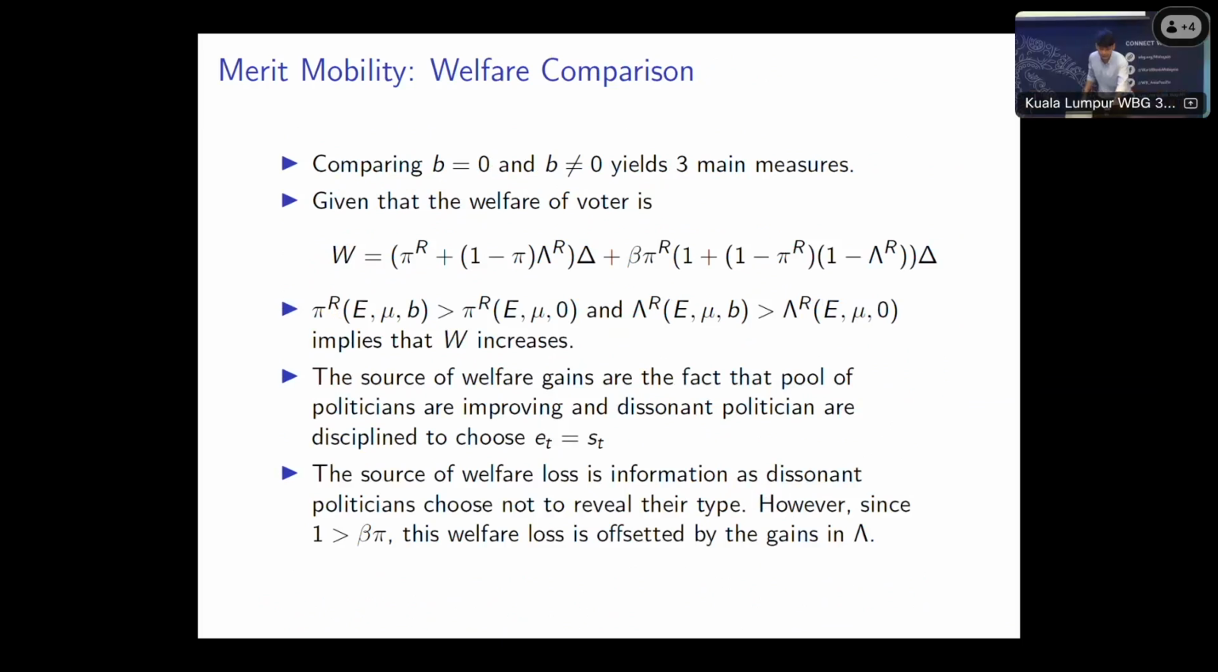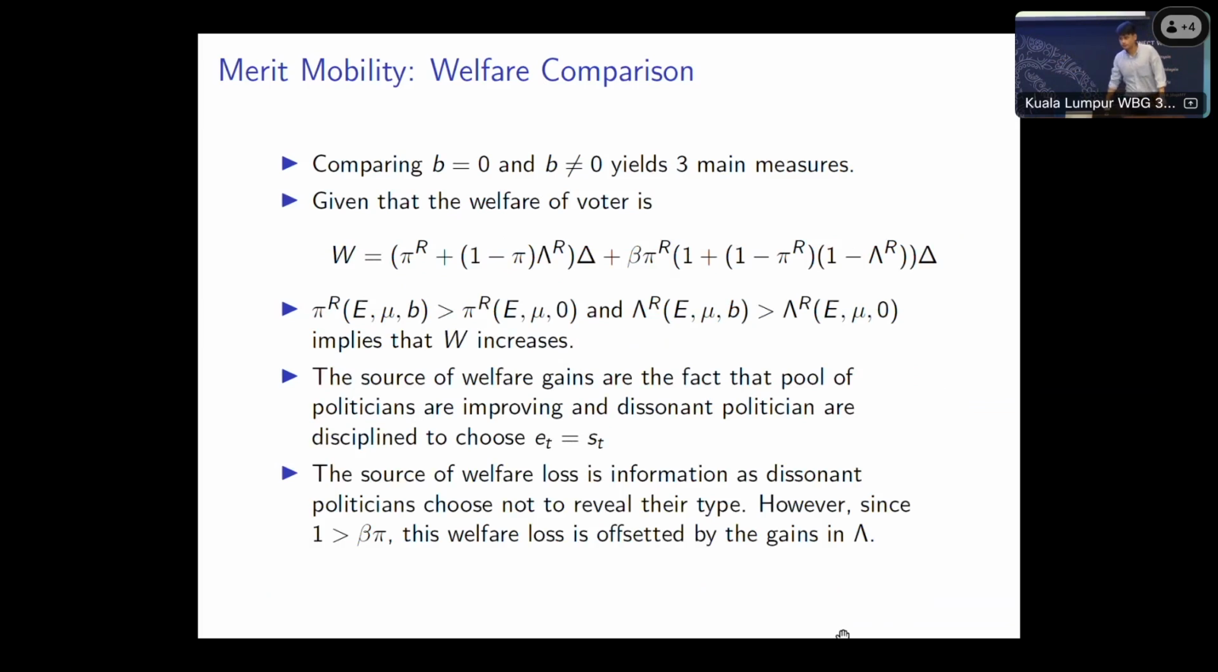Basically, if you do the welfare of the voter, you have the pie, that's the pool, and you have the gamma, which is basically the probability that the dissonant would actually do the congruent policy in the first term. The source of the welfare gains is the fact that the pool of politicians is improving and the dissonant politicians are disciplined to choose the congruent policy. The welfare loss is information, because more dissonant politicians will not choose to reveal their type in the first period. But the information loss is smaller than the disciplining and the pool effect, the selection effect.